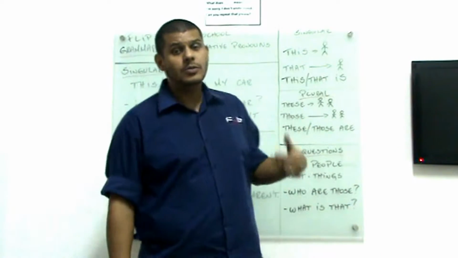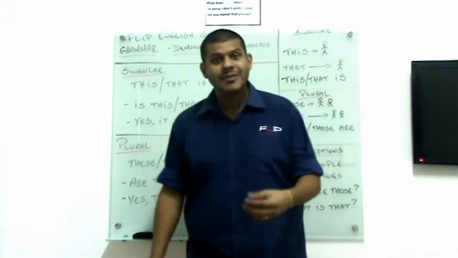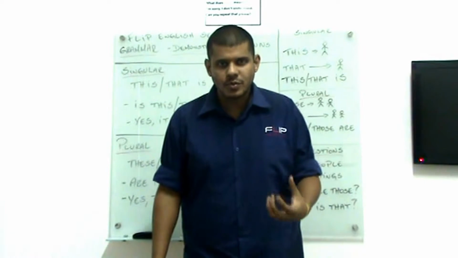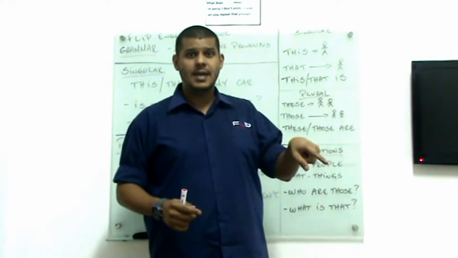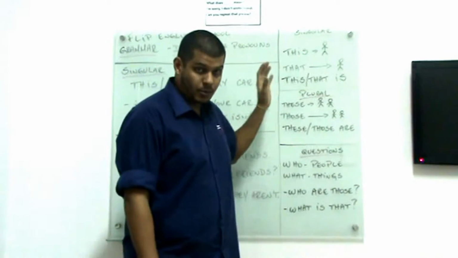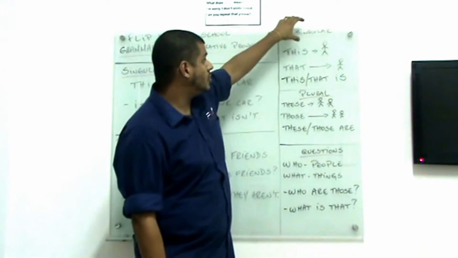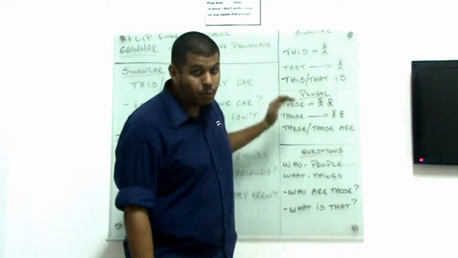And today I want to talk to you about demonstrative pronouns, alright? Demonstrative pronouns are very commonly used in English. We use demonstrative pronouns when we want to indicate things, alright? So here I have some examples of demonstrative pronouns, and we have demonstrative pronouns used in the singular form and demonstrative pronouns used in the plural forms, alright?